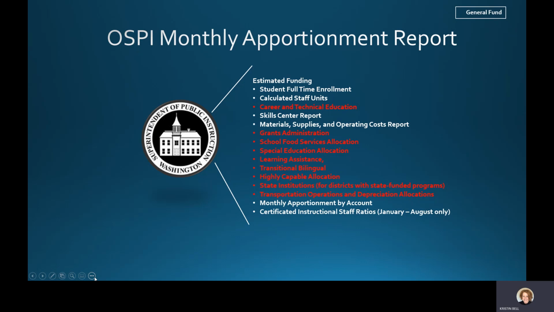And then down there at the bottom, transportation operations and depreciation allocations. So the transportation operations is a special purpose state revenue. The depreciation allocation is a special purpose state revenue. However, that depreciation allocation goes into this transportation vehicle fund, where all these other ones are going into the general fund. So just kind of an information there.